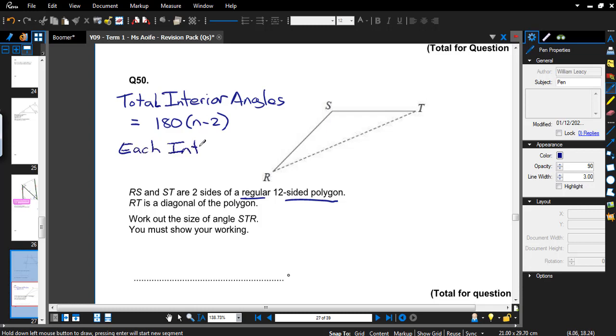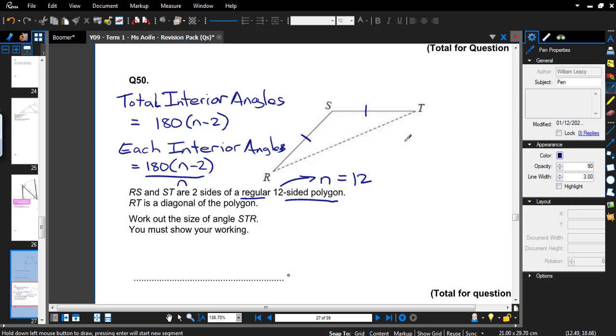Now, each interior angle, because it's regular, we can just divide it by the number of angles, or the number of sides. Each interior angle equals 180 times n minus 2 over n. And what's n? N equals 12. Since this is regular, we know that this is isosceles, because all the side lengths are the same.